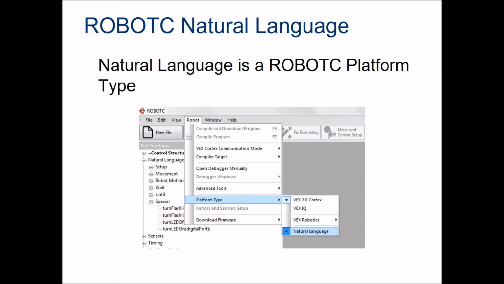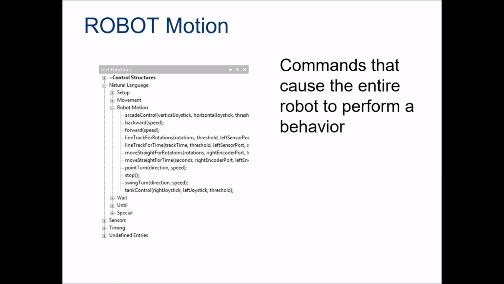Okay, make sure that you go into the robot platform type. You choose VEX 2.0 Cortex, and you have natural language selected. So one thing worth looking into is this robot motion. All these little commands in here are things that would cause the entire robot to perform a behavior. They're kind of like pre-set up little codes that we can use. They might be useful, maybe not. You could use them if you want to.